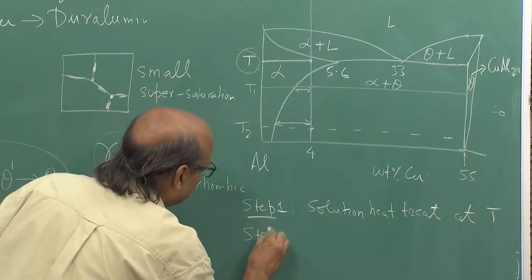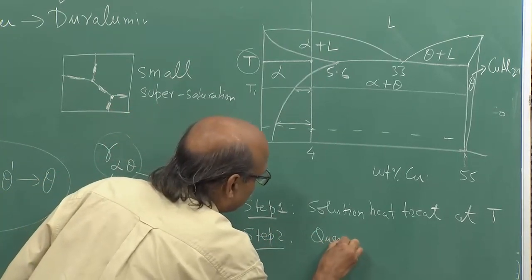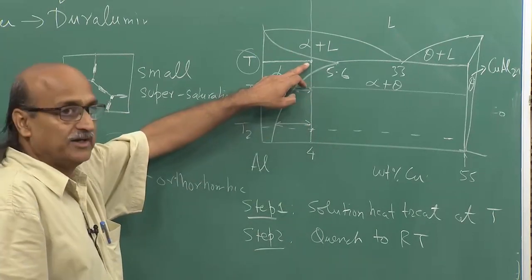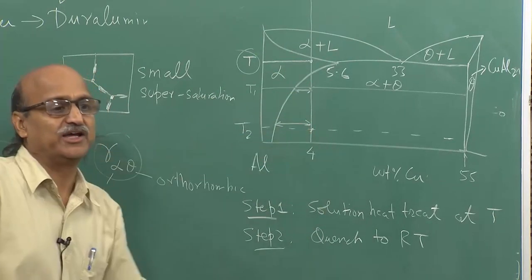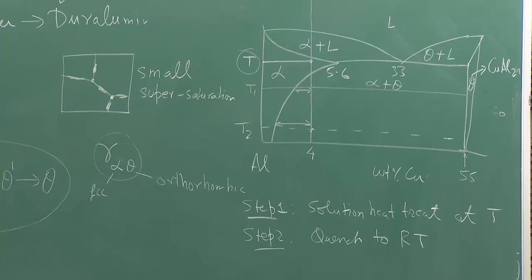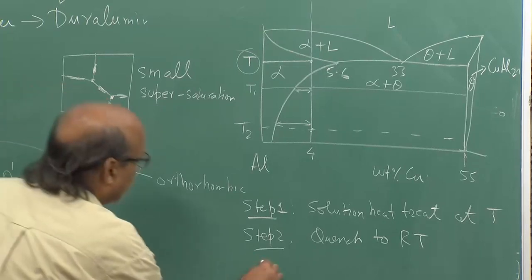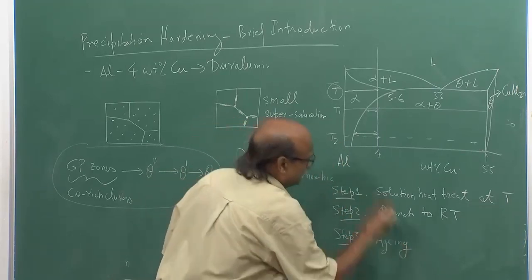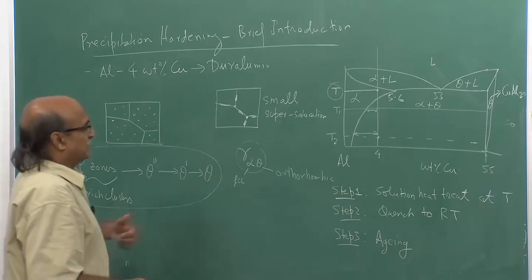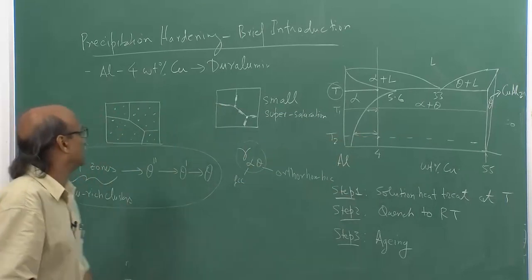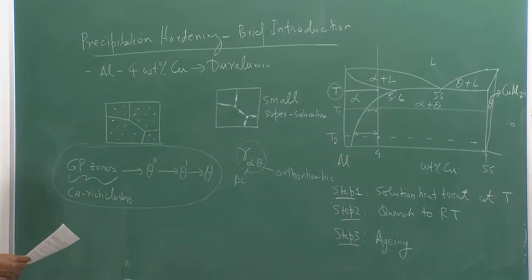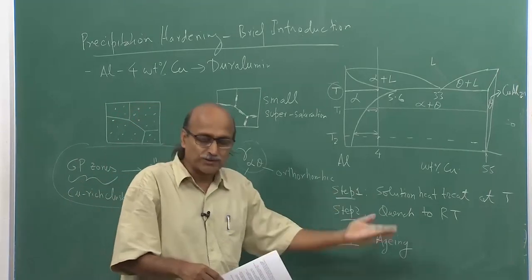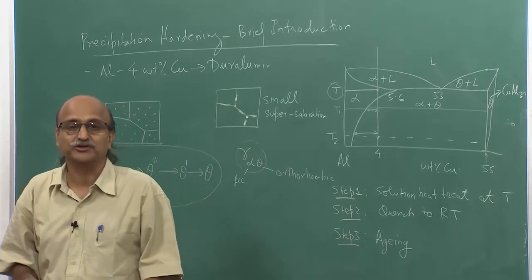Then step two, quench to room temperature. As a result, the high temperature alpha phase is retained with a very high supersaturation of copper in aluminum. And the last step, step three, is the aging step, that you age at a specific but low enough temperature so that you get fine precipitation. Many of these alloys will actually even precipitate at room temperature, but it may take a long time for that precipitation to occur.